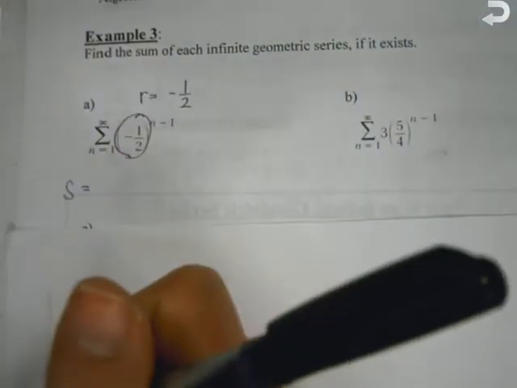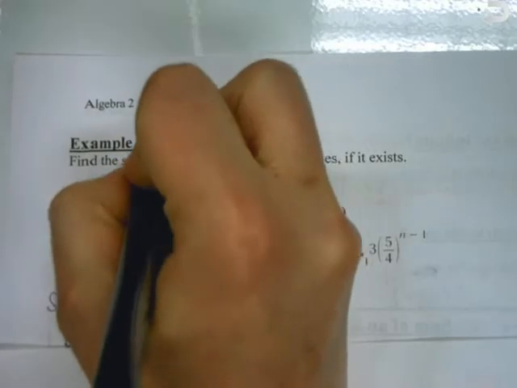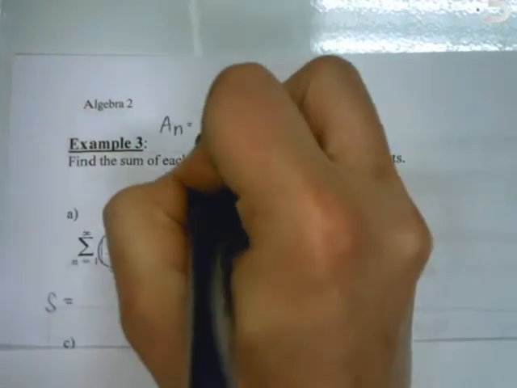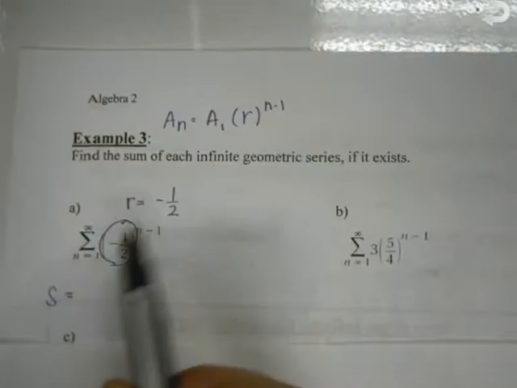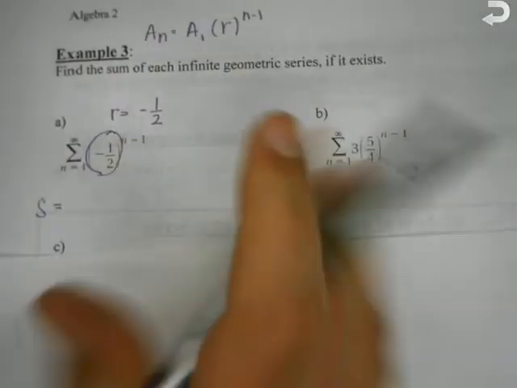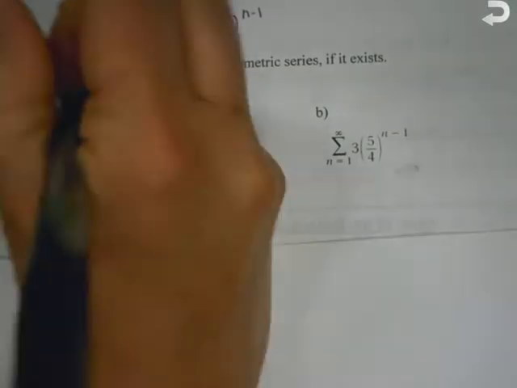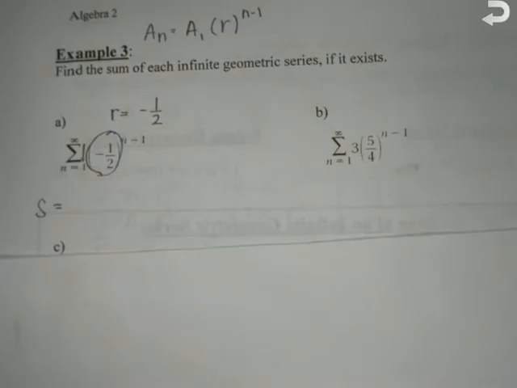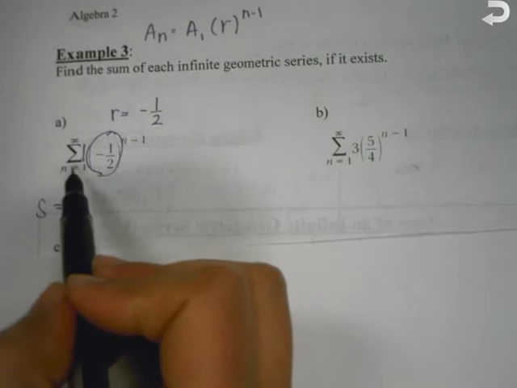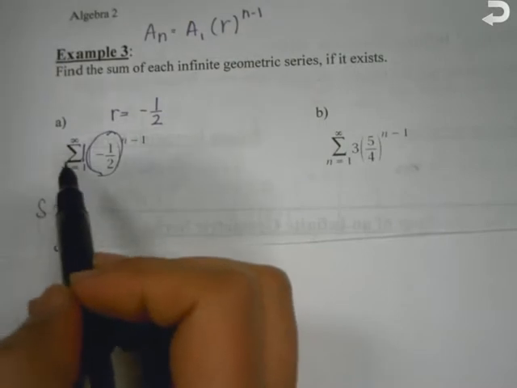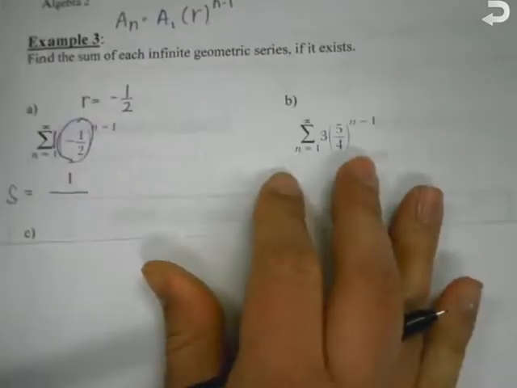Remember, this is my formula. a sub n equals a sub 1 times r to the n minus 1. Here's my summation notation. There is no a sub 1 there. So what is a sub 1? a sub 1 is 1. Since there's nothing there, it's like multiplying by 1. So a sub 1 is 1. So this is 1 over 1 minus negative 1/2.